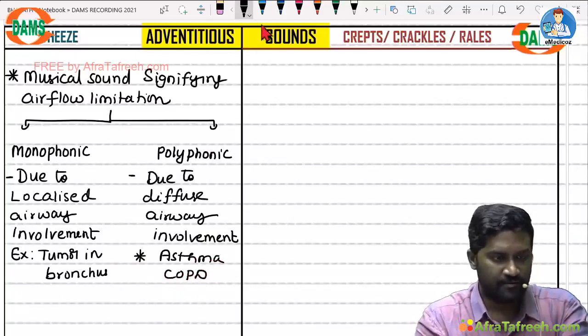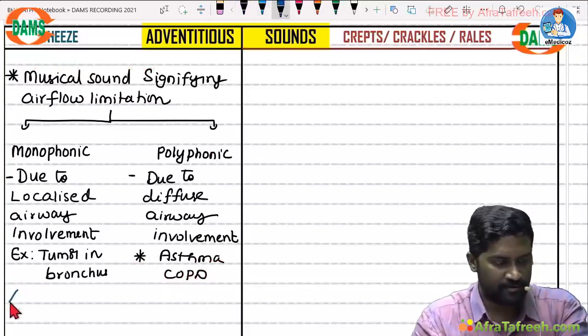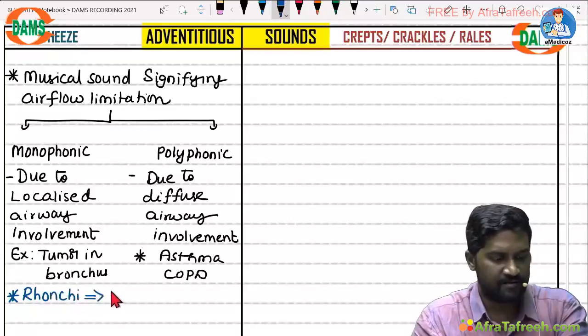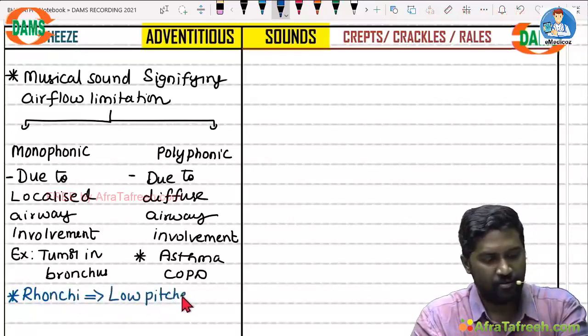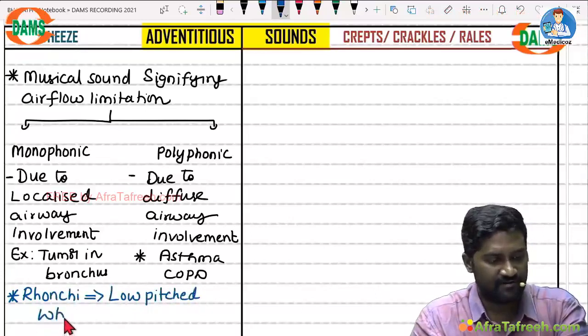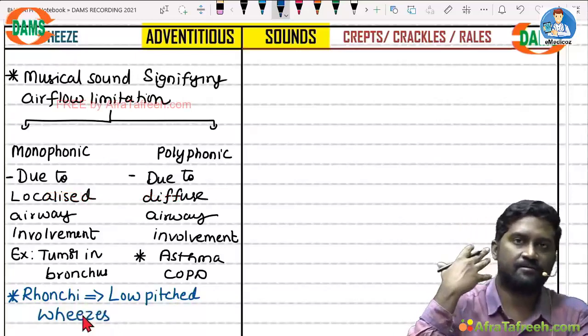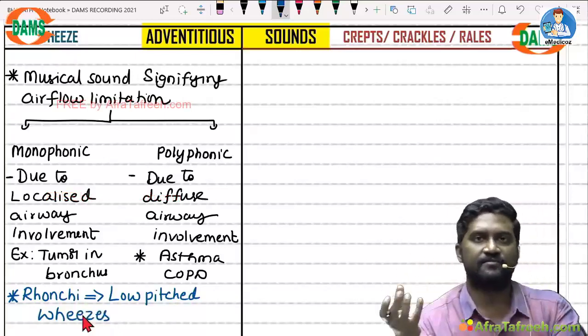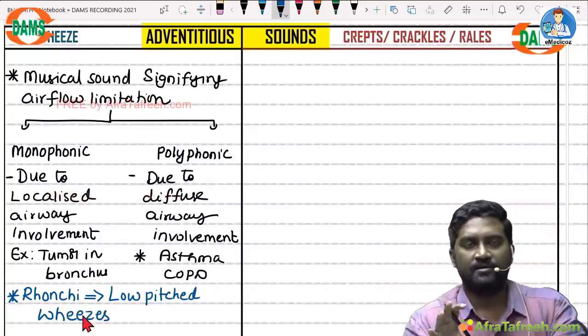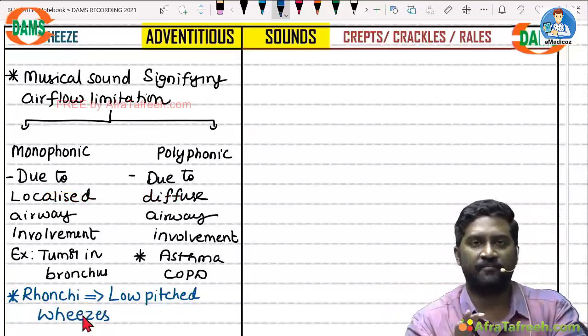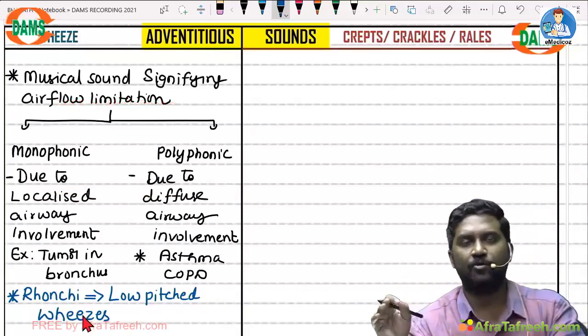We also have another term called rhonchi. In many books they use wheeze and rhonchi as synonyms, but there is a slight difference. Low pitched wheezes are generally called rhonchi. It is a bit difficult to differentiate with your normal ear and requires some sound analysis, but know this difference. Rhonchi is generally low pitched wheezes.